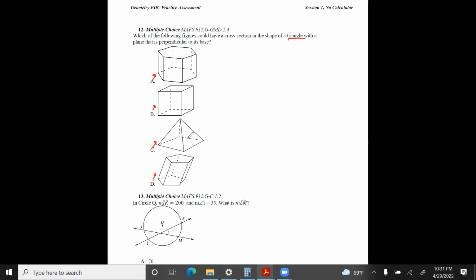The only one that can give me a triangle is the pyramid. If I went straight through the top, I'd end up with a triangle. So just imagine falling right down these sides, cross through the middle, and back up to that point. We'd have ourselves a triangle.